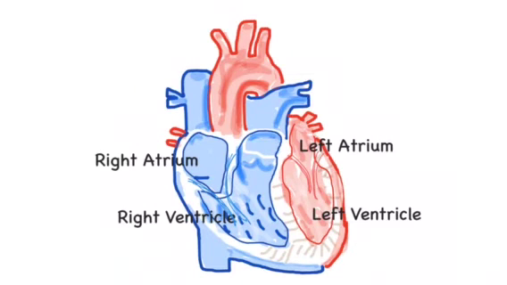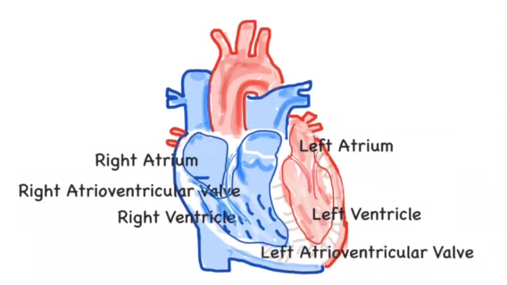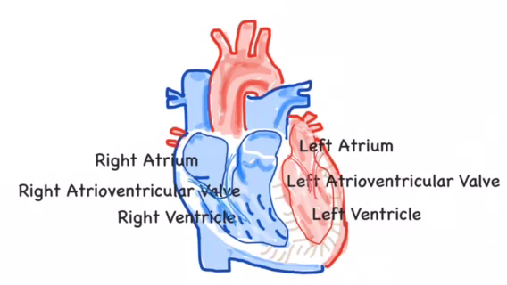Between the right atrium and the right ventricle, and the left atrium and the left ventricle, we have the right and left atrioventricular valve. Now these valves are one-way valves and they allow blood to flow in only one direction through the heart, that is, from the atria to the ventricles and from the ventricles into the main arteries, taking blood away from the heart.